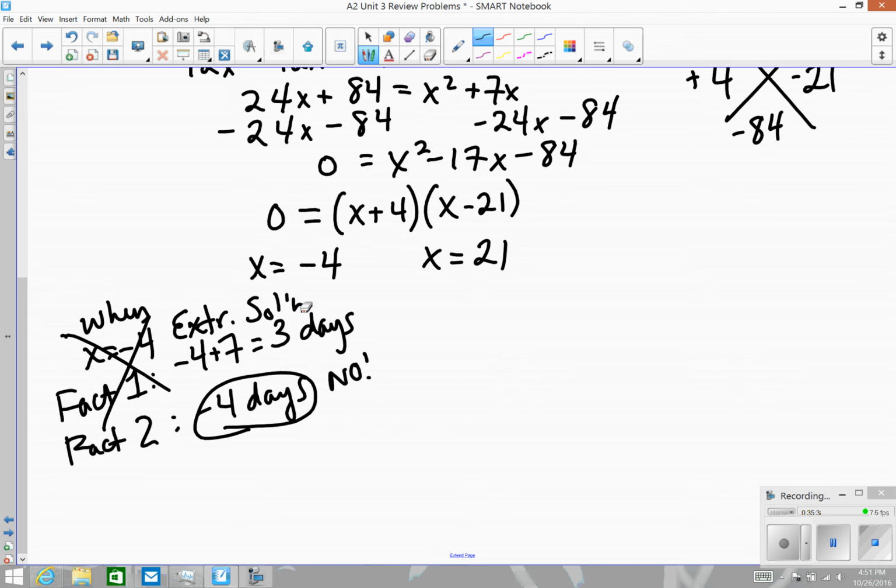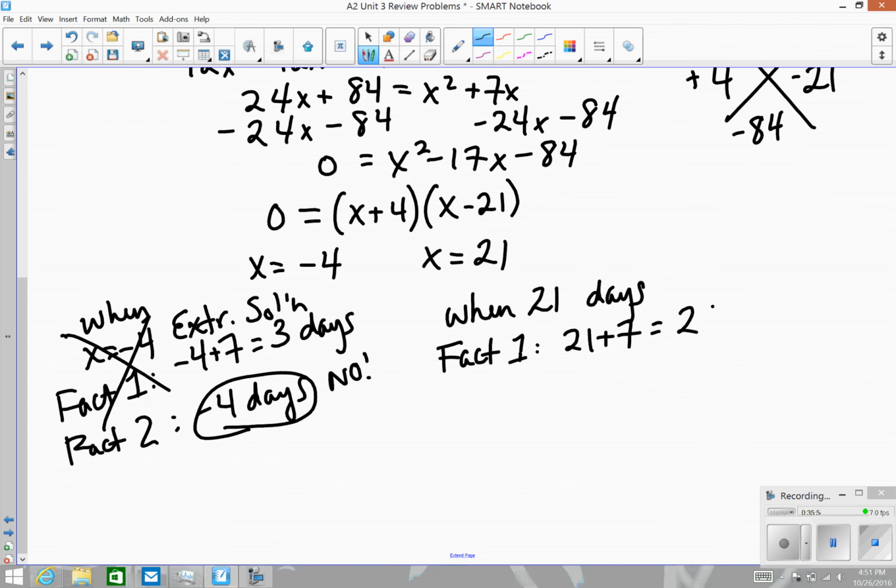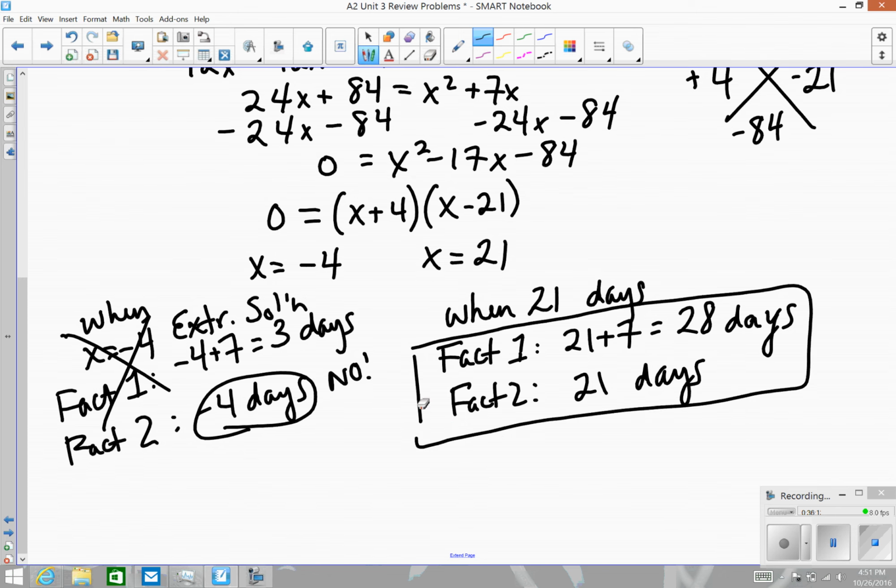Let's see about our 21 days. When x is 21 days, then factory 1 takes 21 plus 7, or 28 days, and factory 2 takes x days, or 21 days. That's reasonable. So our solution is factory 1 takes 28 days, factory 2 takes 21 days.